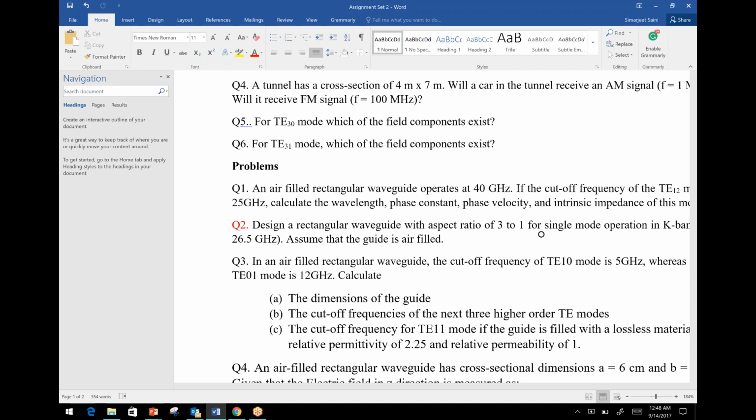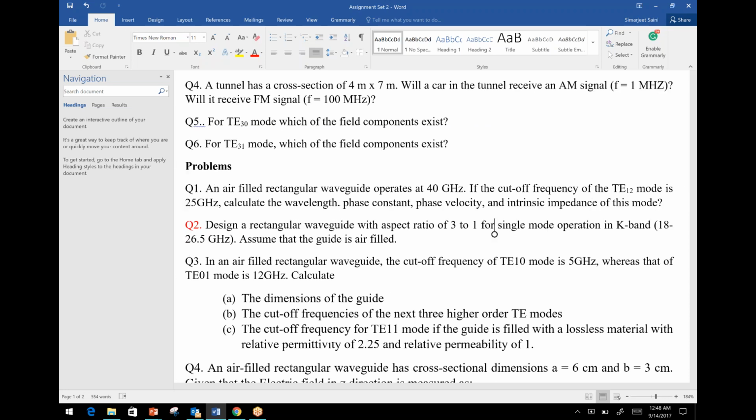Wavelength would be wavelength in the material divided by that term. Phase constant is your beta. Phase velocity is Vp in the medium, which is the speed of light here, divided by that term. Intrinsic impedance, if it's a TE mode, would be multiplied by that term. It's the intrinsic impedance of the air, which is 377 ohms, multiplied by that term.